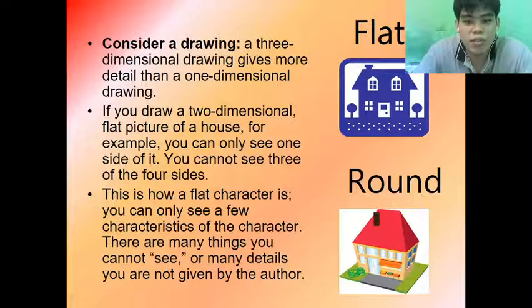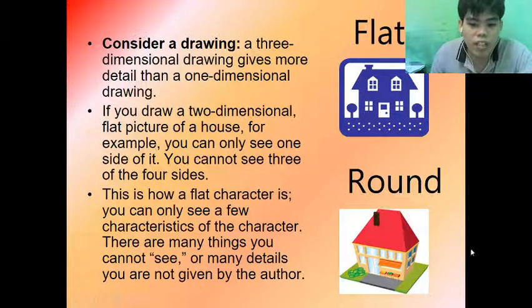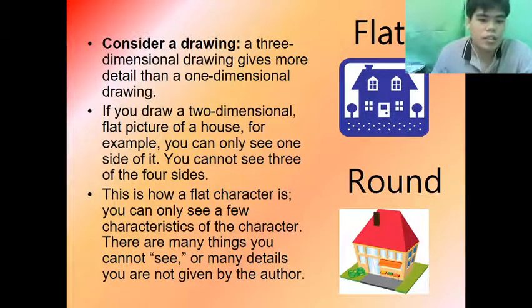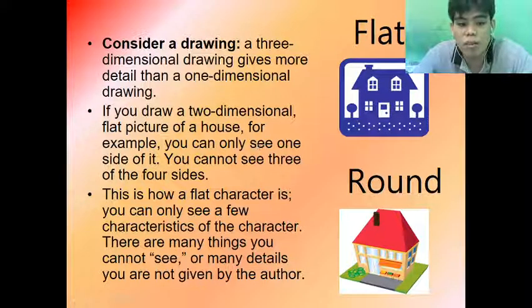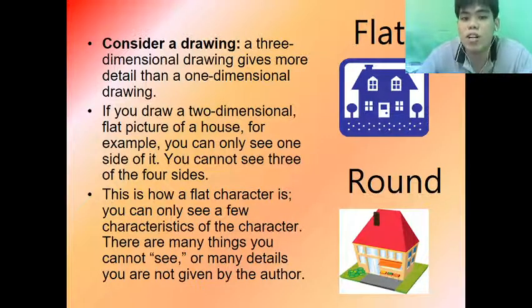Here are examples. As we can see here, this is an example of a flat character: only a 2D image, a two-dimensional image. While an example of a round character, we have here a 3D image having much more details. If you draw a two-dimensional flat picture of a house, for example, you can only see one side of it. You cannot see 3 or 4 sides. Unlike in the 3D or the round character, you can see more details or more sides.